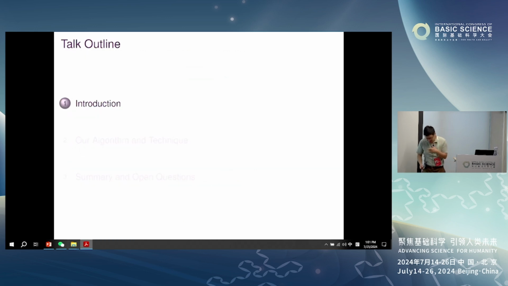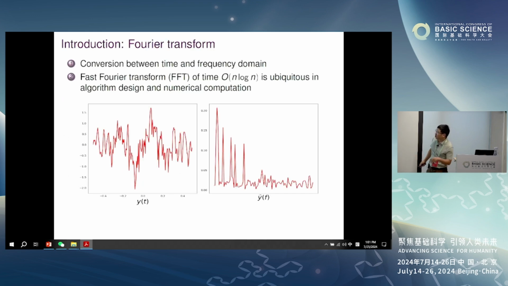So we will give an introduction and then discuss our algorithm and techniques. Okay, so let's start with the Fourier transform.